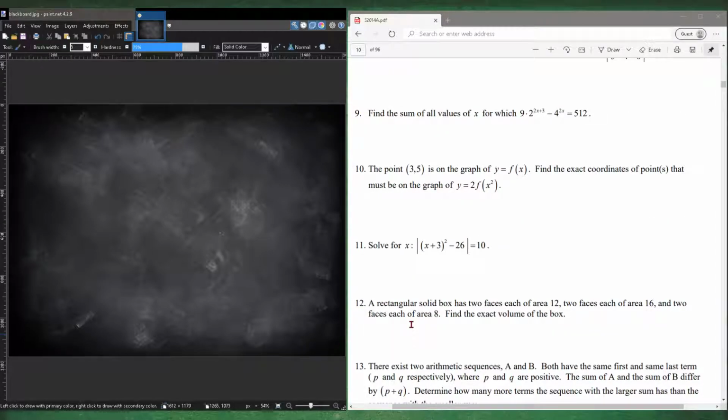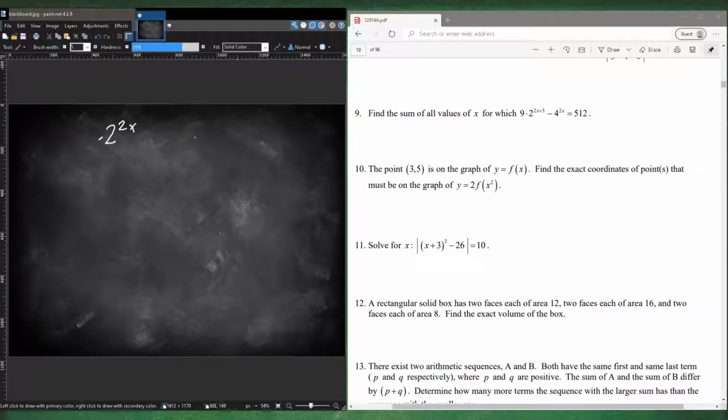Number 9. Find the sum of all values of x for which 9 times 2 to the power of 2x plus 3 minus 4 to the power of 2x is equal to 512. Okay, so let's make this 2 to the power of 2x first. So 2 to the power of 2x times 2 to the power of 3 is the same thing as 2 to the power of 2x plus 3.